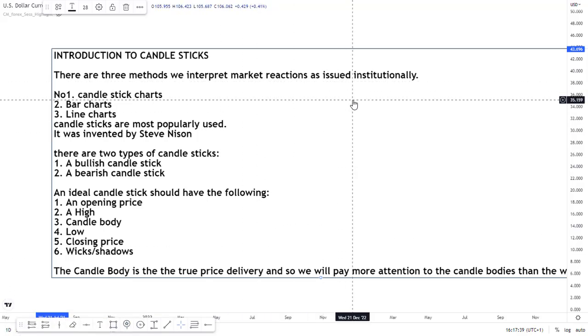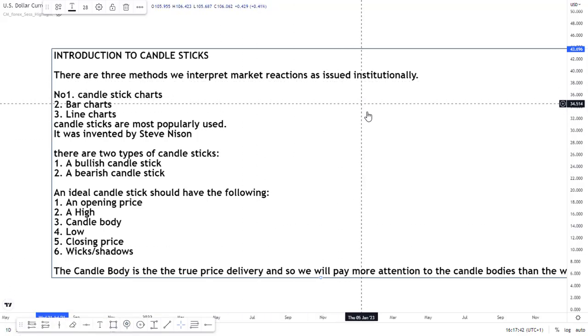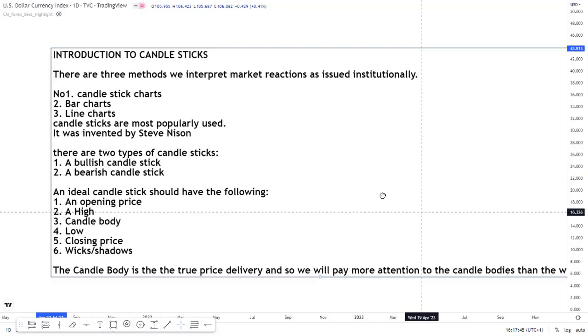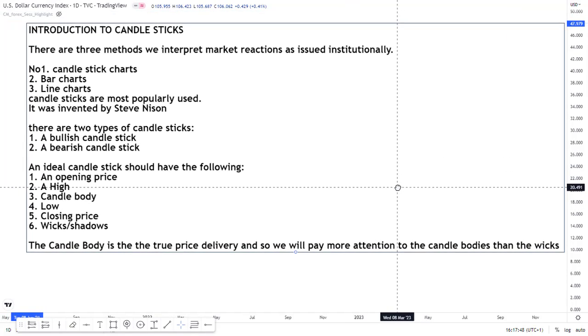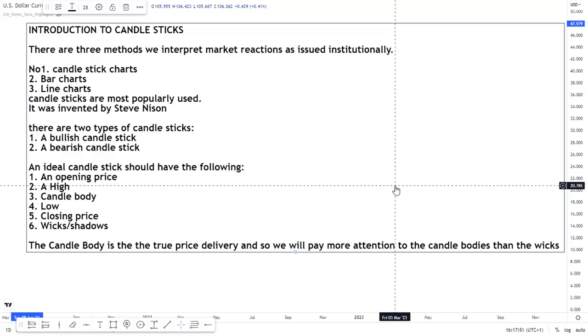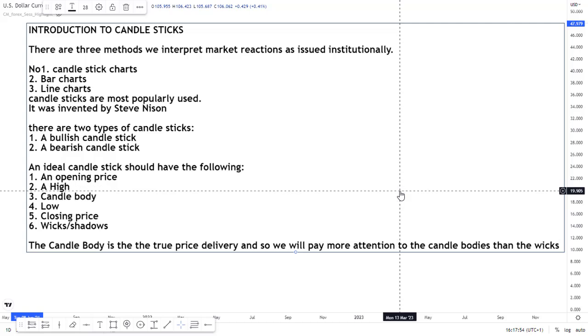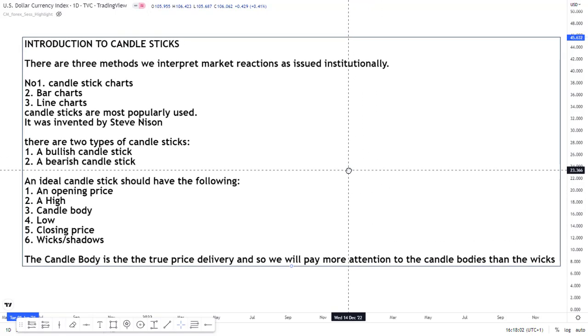Now, the candle body is a true price delivery, and so we will pay more attention to the candle bodies than the wicks. Why? Because the wicks are mostly induced by broker pricing or interest rates. The brokers induce that price movement you see on the wicks. That's the interest on the broker side. So we don't want to be manipulated by the broker. We want to pay attention to the candle bodies much more than the wicks. I am not saying we should ignore the candle wicks, but when we see price delivery, we are more interested in looking at what the bodies are saying, much more than what the wicks are saying.